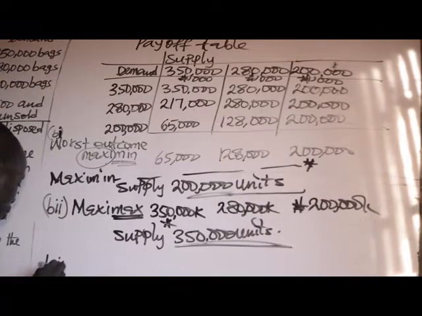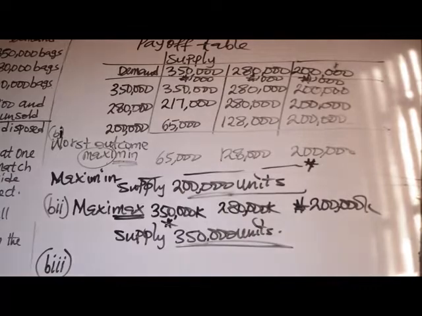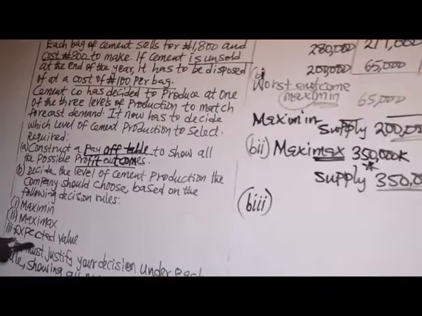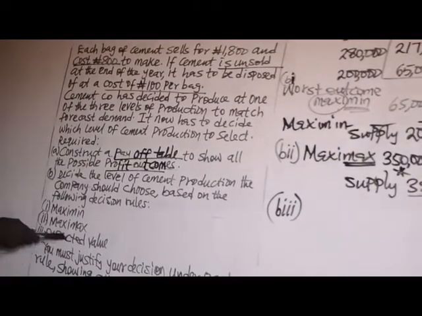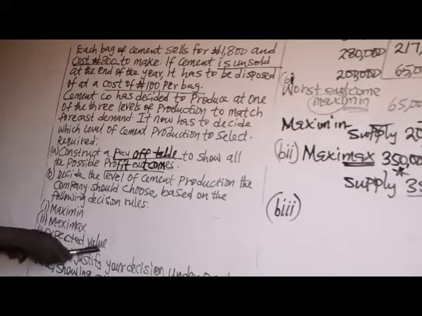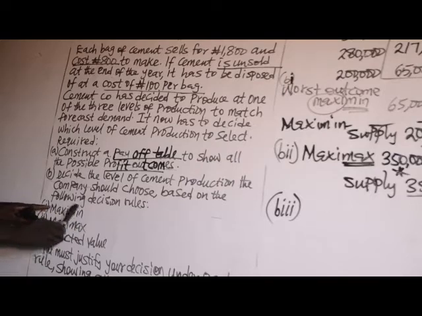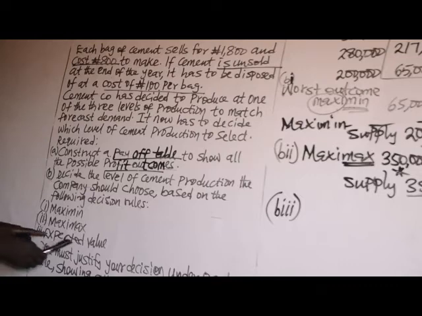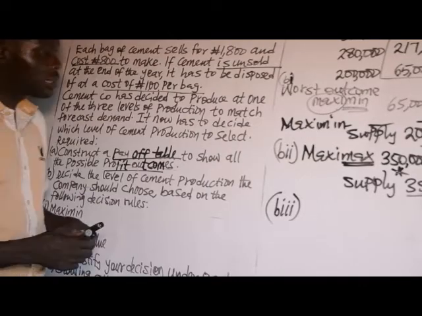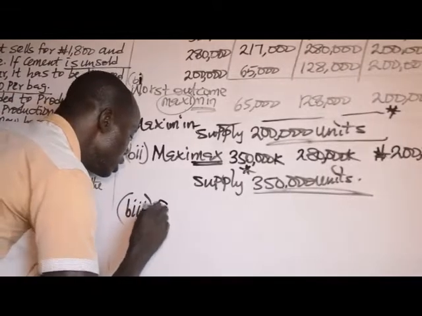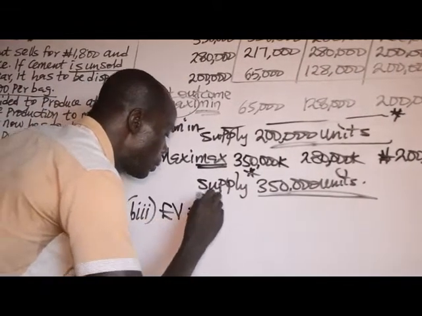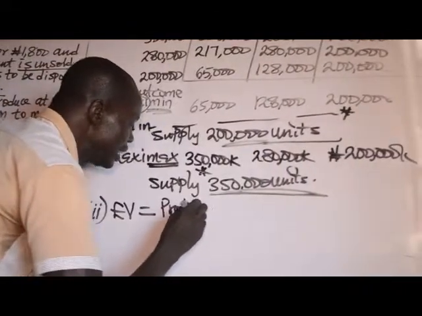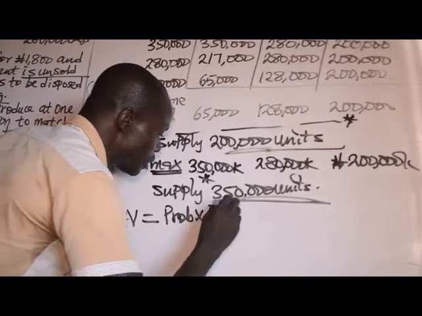B3, you are to use the expected value. For better understanding, I have a separate video on expected value, and I also have videos on triple assessment, Maximin, Maximax, and Minimax regret. Go and watch it. Expected value is the product of probability times the profit or cash flows.